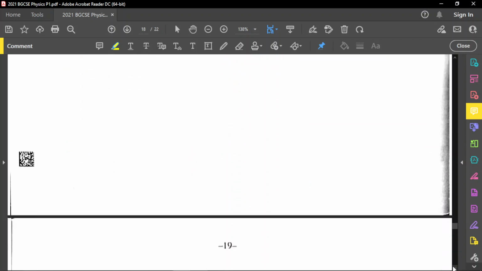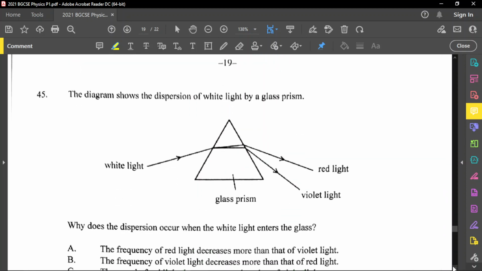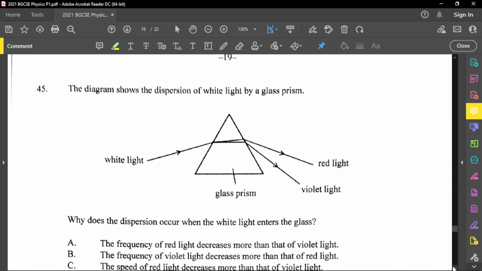All right. And so question number 45. The diagram now shows the dispersion of white light by a glass prism. Here it asks why the dispersion occurs when white light enters the glass.